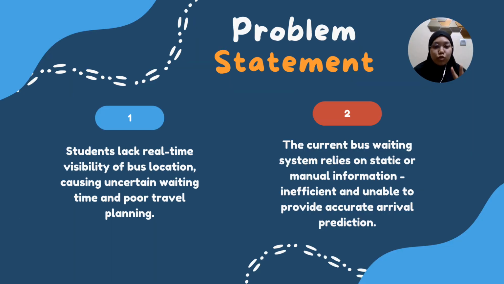For this project, we have two problem statements. First is the students' lack of real-time visibility of bus location, which causes uncertain waiting time and poor travel planning. And the second problem statement is that the current bus waiting system relies on static or manual information, which is inefficient and unable to provide accurate arrival prediction.